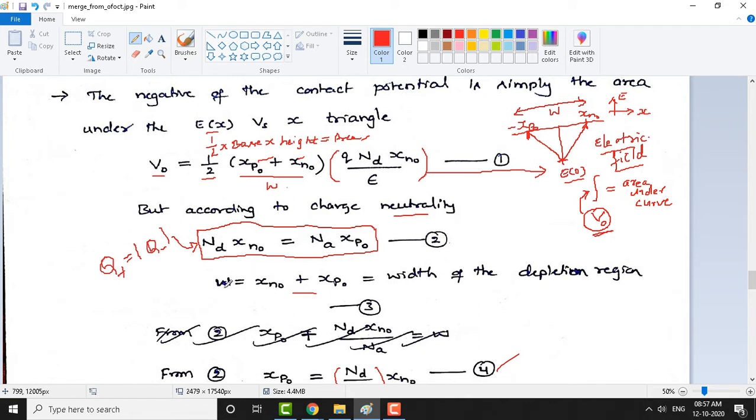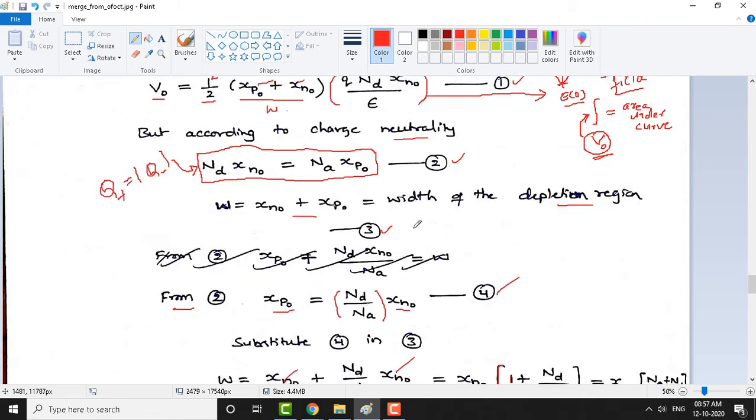Now we know that the depletion width W is equal to xn naught plus xp naught. This total distance W represents the width of the depletion region. Let us call this equation 3. My references are given here with different equation numbers, but for understanding purposes you can change these numbers later. From equation 2, the charge neutrality equation, we can rewrite xp naught in terms of xn naught as Nd by Na times xn naught. Let us call this equation 4.